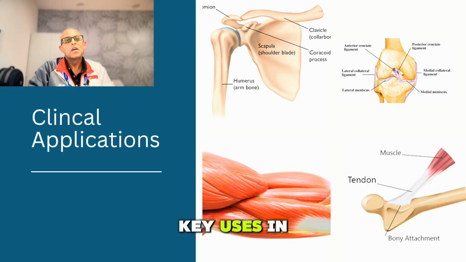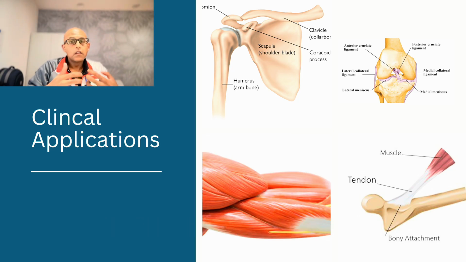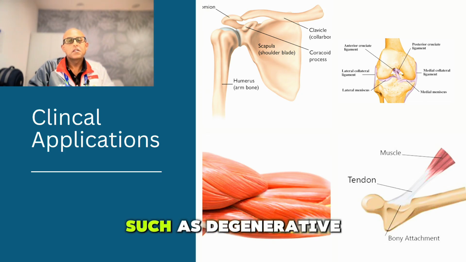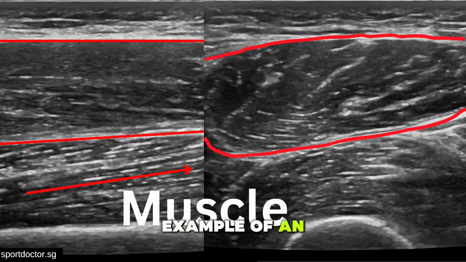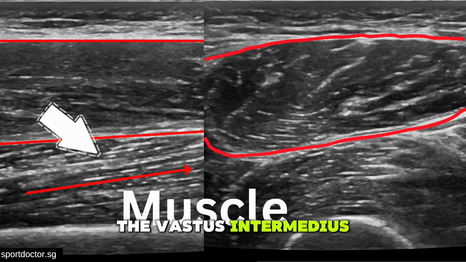One of the key uses in musculoskeletal medicine is when you're assessing muscles, ligaments, tendons, and looking for changes such as degenerative joint disease, synovitis, or joint effusions. Here is an example of an ultrasound scan of the quadriceps. On the left, we can see the long axis view. So we see the rectus femoris and we see the vastus intermedius here.